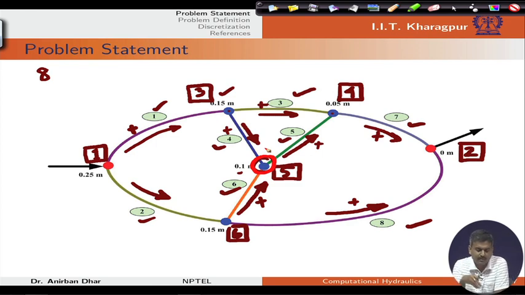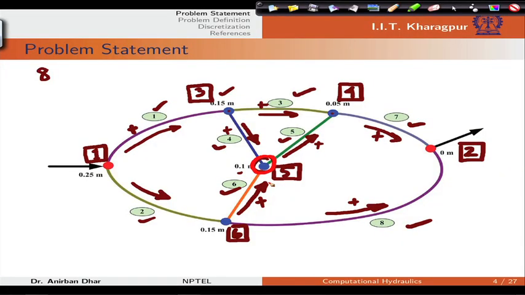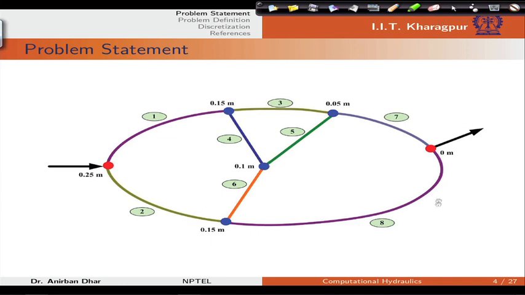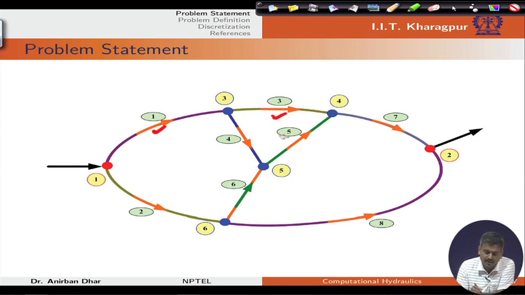Every internal channel, that means 4, 5, 6, are connected. So, flow is occurring through this junction, and this junction is the main connector for the looped network. So, in this case let us consider our flow directions. As per our channel bed slope, these are the directions.